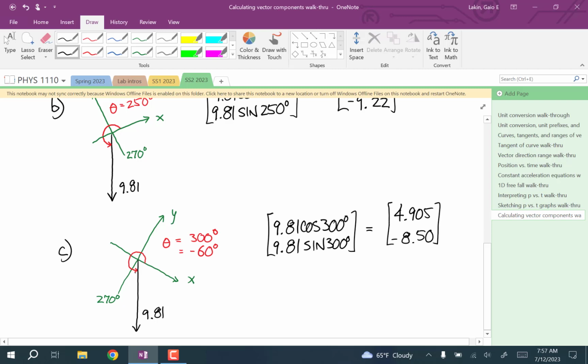Does that make sense? Yes, the head of this vector is in the fourth quadrant, so we should have a positive x and a negative y. And you can see from the drawing that the positive x should be relatively small and the negative y should be relatively big.